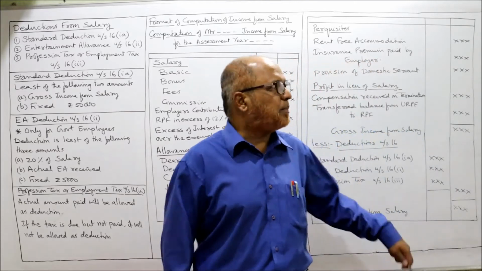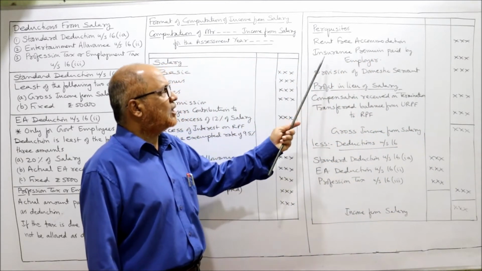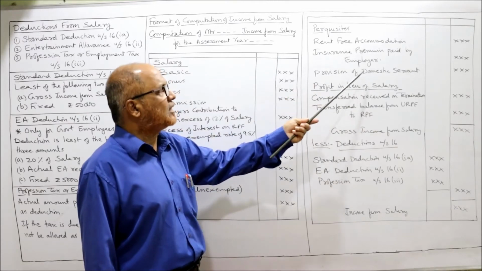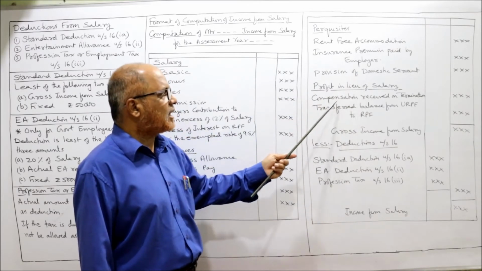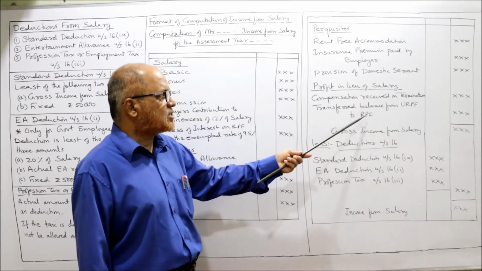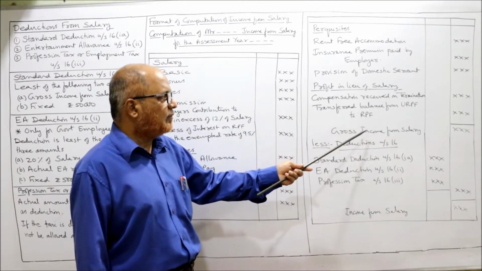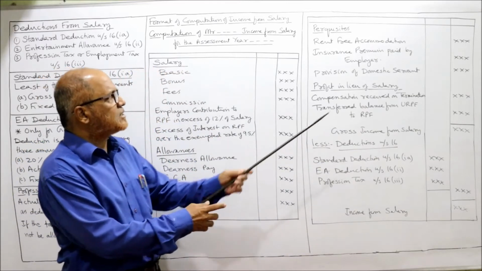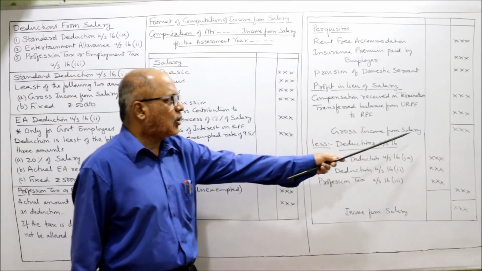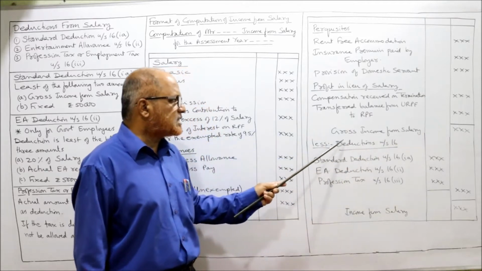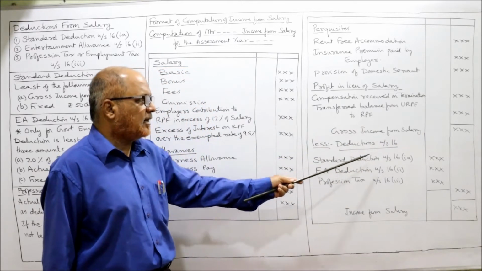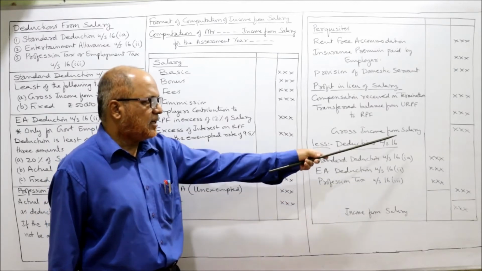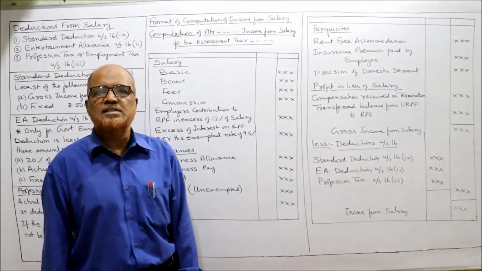After allowances, perquisites: rent-free accommodation, insurance premium paid by employer, provision for domestic servant. Then profit in lieu of salary, compensation received on termination, transferred balance from URPF to RPF, which will give gross income from salary. The four items, basic, allowances, perquisites, profit in lieu of salary, total to gross income from salary. From this, deductions under section 16: standard deduction 16(1)(a), entertainment allowance deduction 16(2), profession tax 16(3). Deduct them, and you will get income from salary.